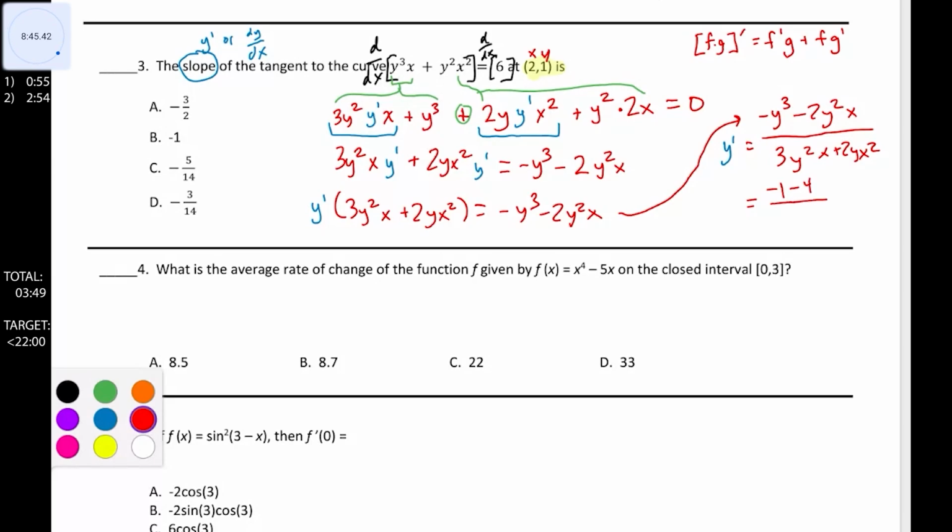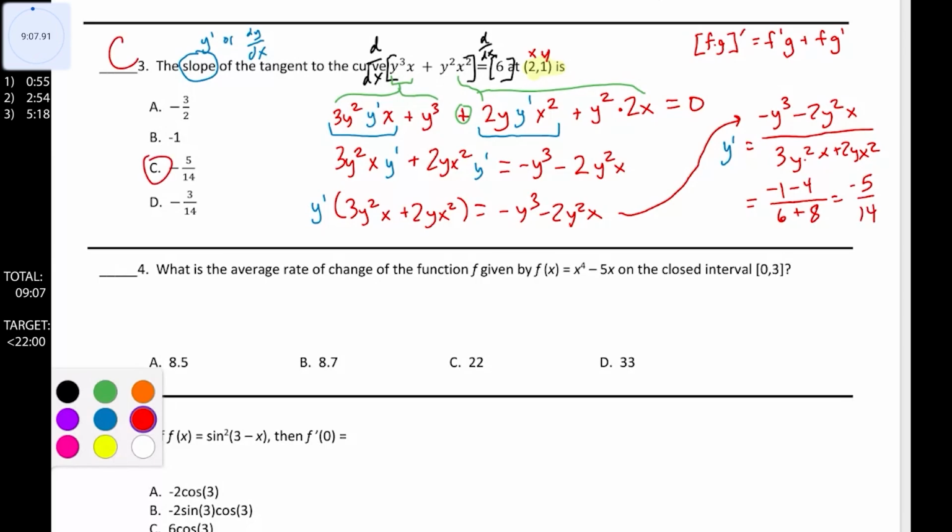All over, let's see here, y squared is going to be 1. So 3 times 2 is going to be 6. Plus, let's see here, 2 times 1 is 2 times 4 is going to be 8. And so we get negative 5 over 14. And so our answer is C.